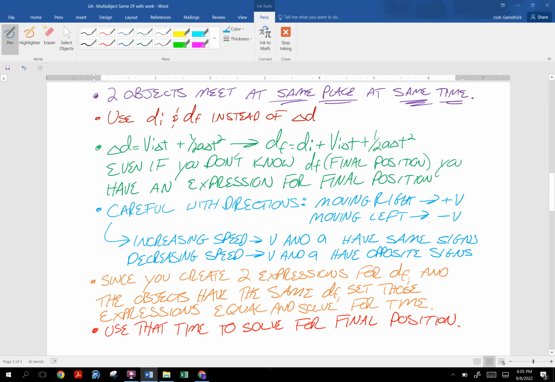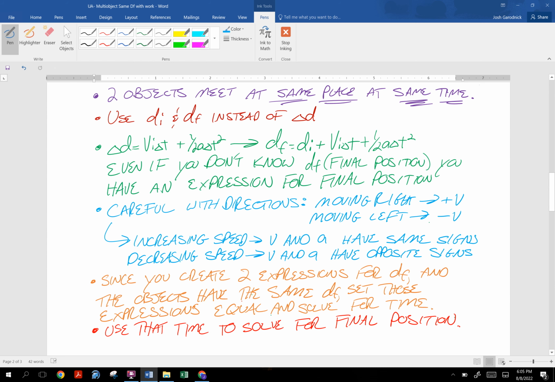And we talked about how we used math rep number 3, and we separated delta D into df and di to derive that expression. And even though we don't know final position or time, we have an expression for final position that we can set equal. And a reminder that you should be careful with directions. Moving right means positive velocity. Moving left means negative velocity. And to increase speed, velocity and acceleration must have the same sign. To decrease speed, they have opposite signs.